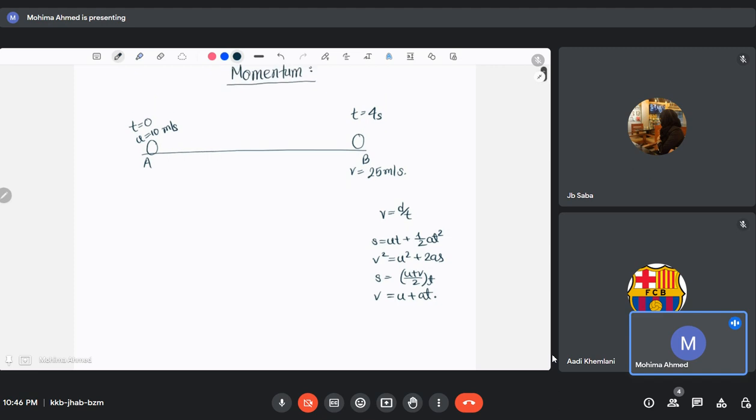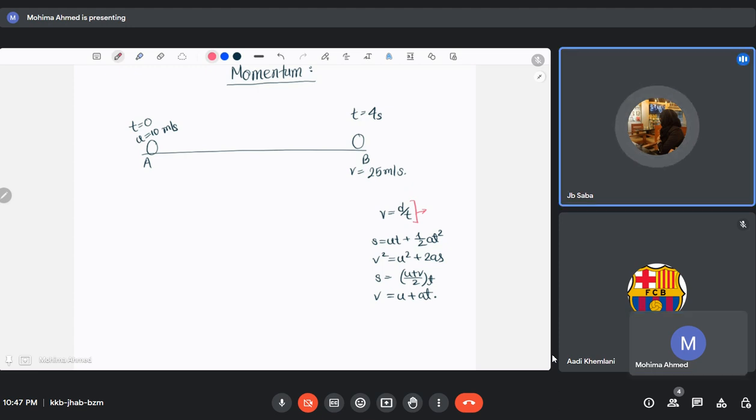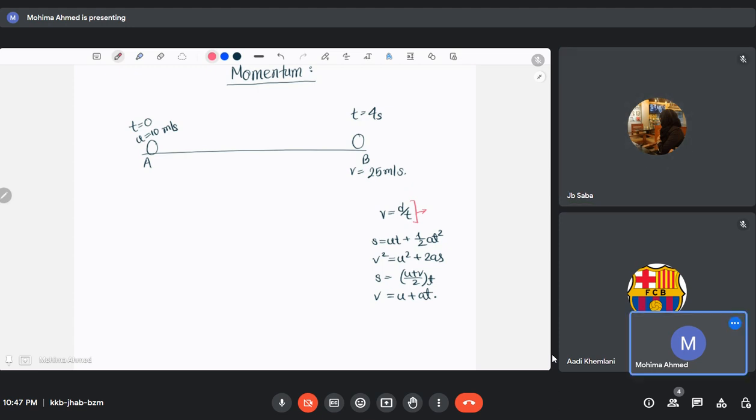Now, Saba, can you please tell me what are the conditions for all these five equations? Like, there were some assumptions for all these equations. What was the assumption for this first equation? Sorry, couldn't hear you. Okay. Adi, can you tell me what is the assumption for this first equation?